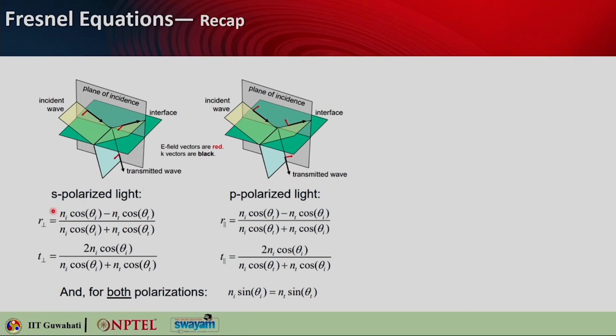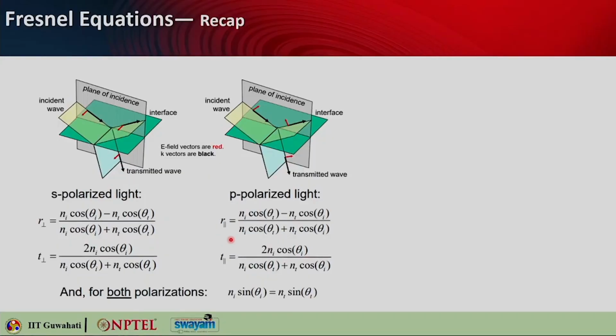In the case of S polarized light, which is also known as TE polarized light, you can find out the reflection coefficient and transmission coefficient, that is R perpendicular and T perpendicular. On the other hand, for P polarized light, which is also known as parallel polarization or TM polarization, you can find out what is R parallel and T parallel.